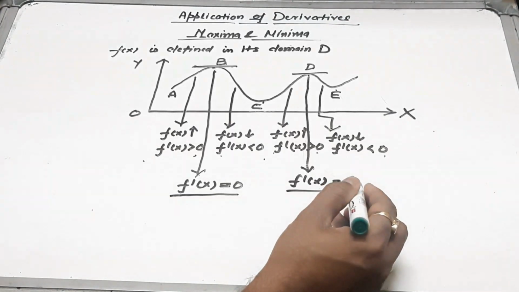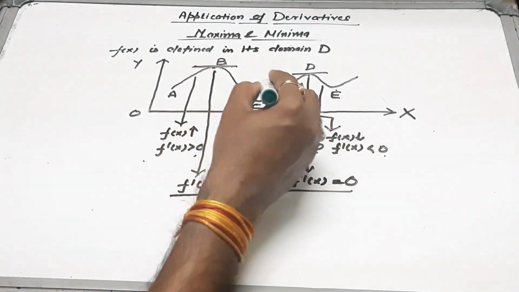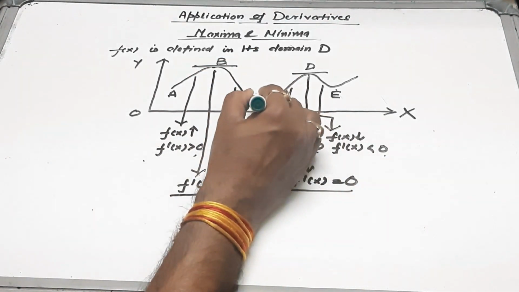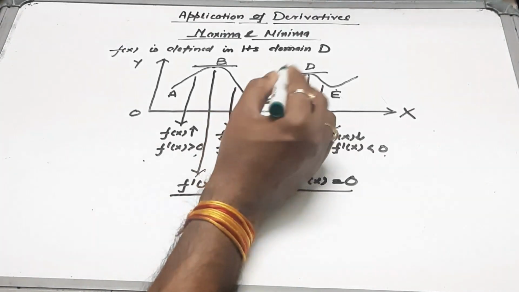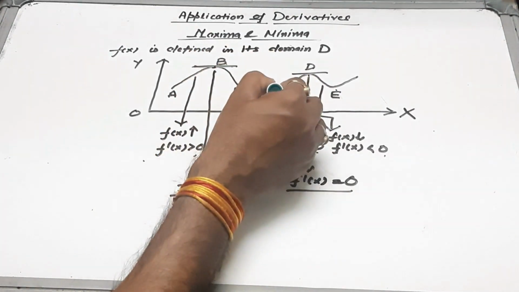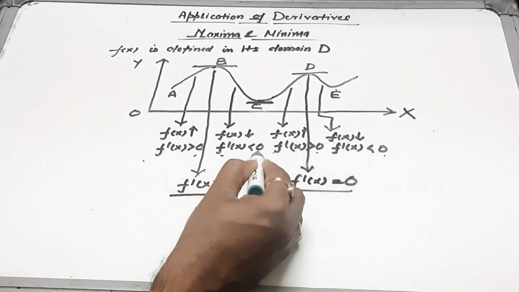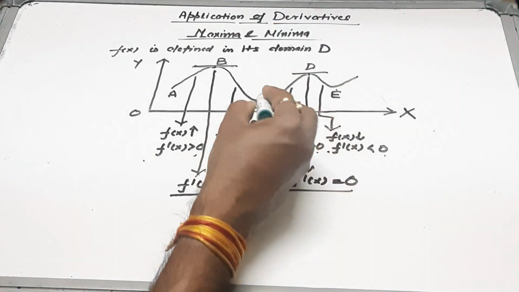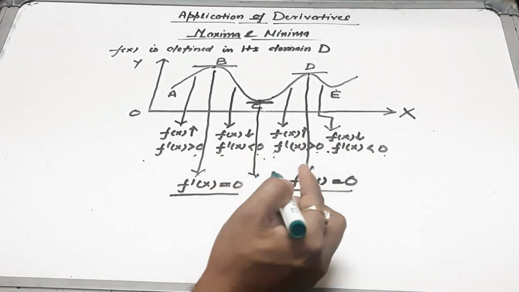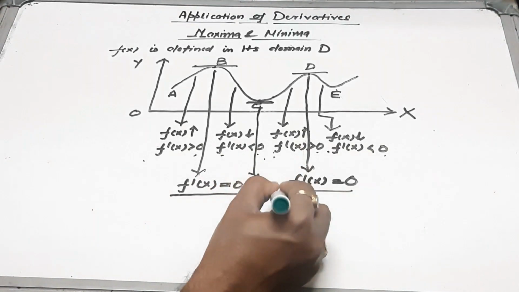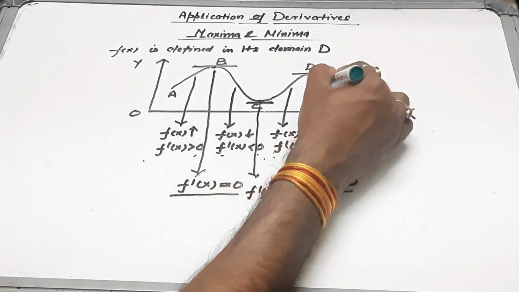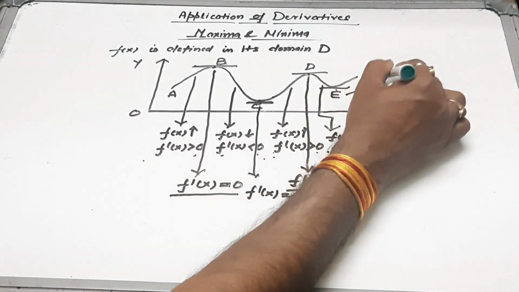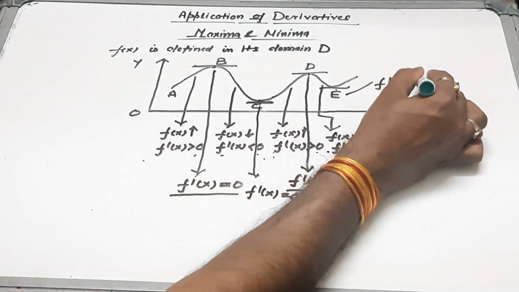Similarly, for the minima point, if you observe this C point, from B to C, f'(x) is less than 0. From C to D, f'(x) is greater than 0. At point C, f'(x) is equal to 0. Similarly, for point E also, f'(x) is equal to 0.